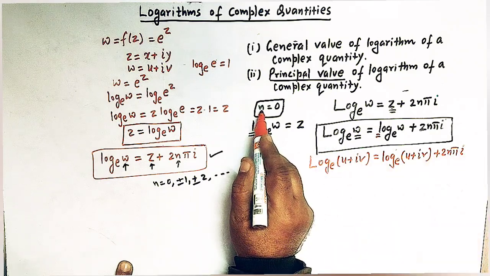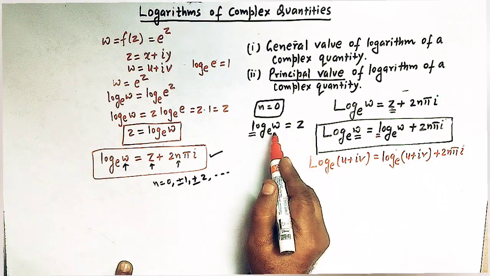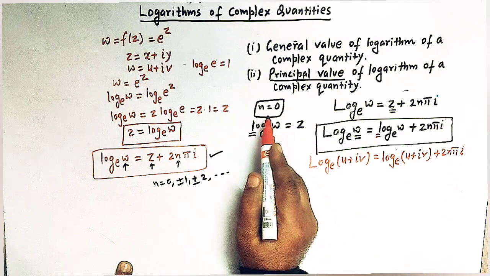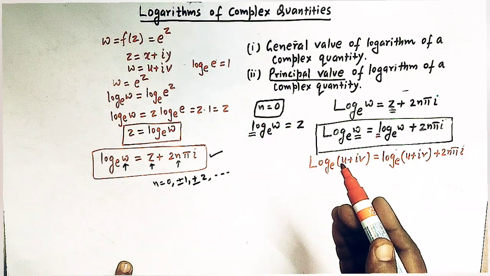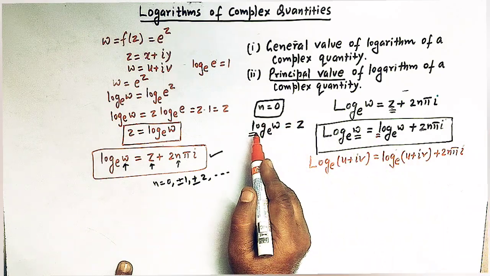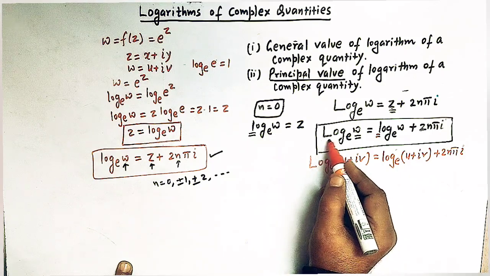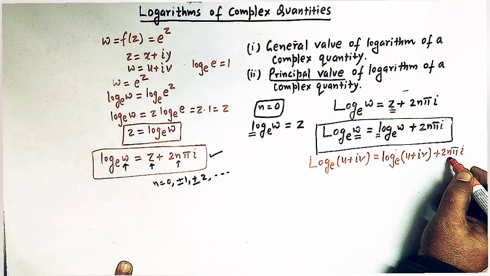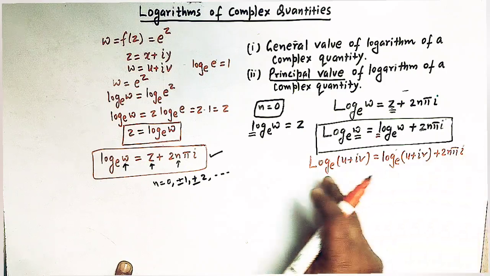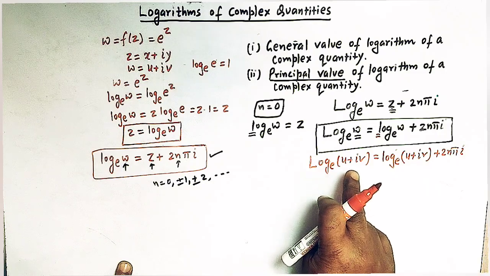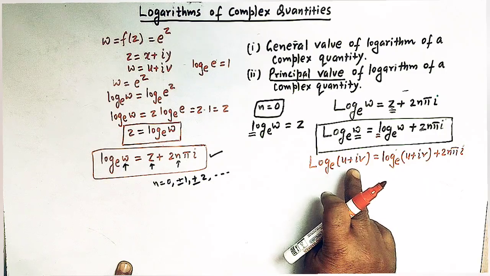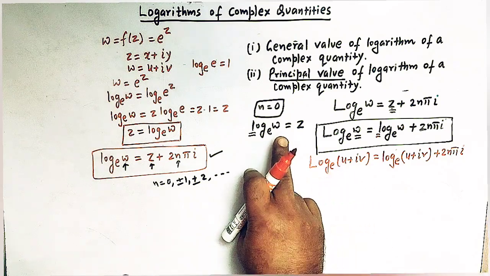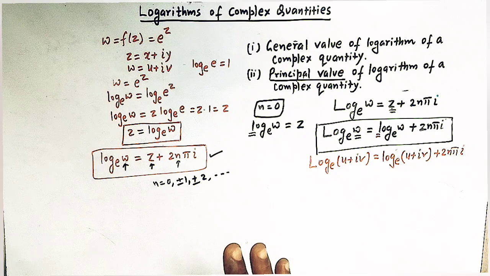So remember, when n is equal to 0, then the logarithm of w is known as the principal value, and when n is any integer other than 0, then the logarithm of w is known as the general value, right? And from this equation we can see that since n can take any integer, the general value of the logarithm of this complex quantity is a many valued function. So the logarithm of w takes an infinite number of values.